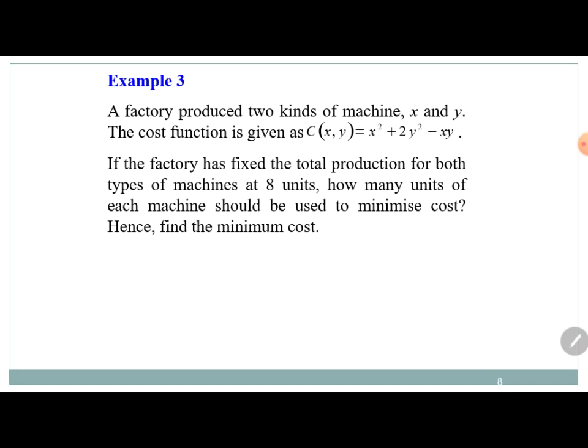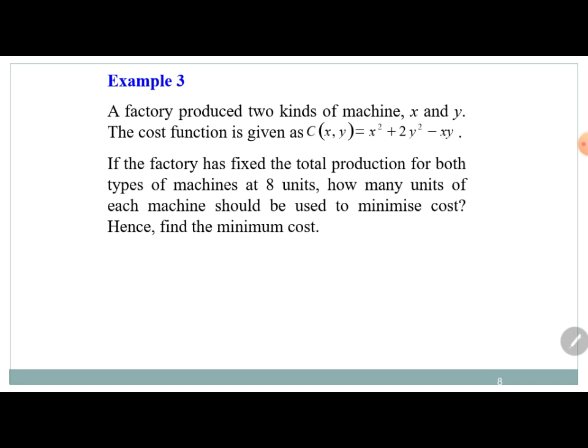If the factory has fixed the total production for both type of machine at 8 units, so X is the number of the first machine and Y is the number of another machines. So if they fix that you need to produce only 8 kinds of machine, right? Produce 8 kind of machine total every day. Okay, let's say every day. So it's either 4 for type A, 4 for type B, or 5 for type A, 3 to type B. How many units of each machine should be used to minimize the cost? Okay, hence find the minimum cost.